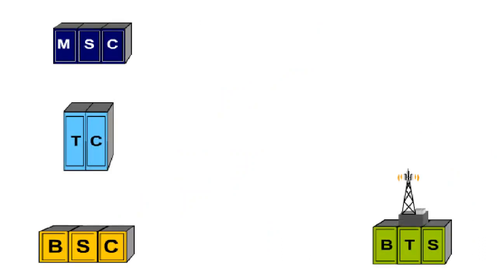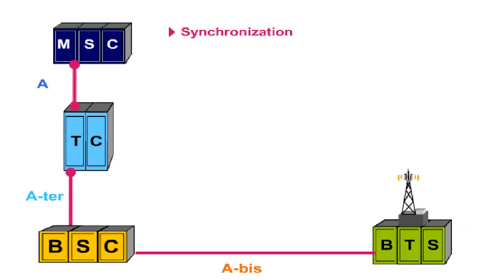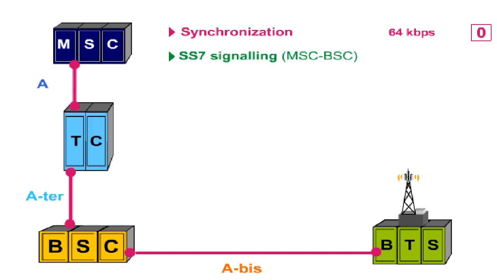Let's summarize what we've learned about the three terrestrial interfaces A, A-ter and A-bis. Each of these three interfaces transmits information for the synchronization of the individual network elements point to point at a data rate of 64 kilobits per second and using time slot 0. The transcoder merely forwards the SS7 signaling between the MSC and the BSC. This is done transparently at a bit rate of 64 kilobits per second, both over the A and over the A-ter interface, for example in time slot 16.